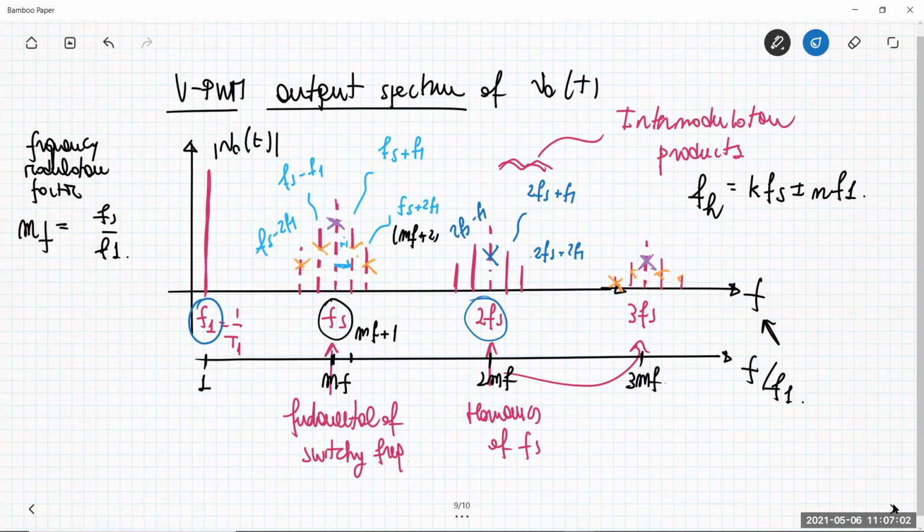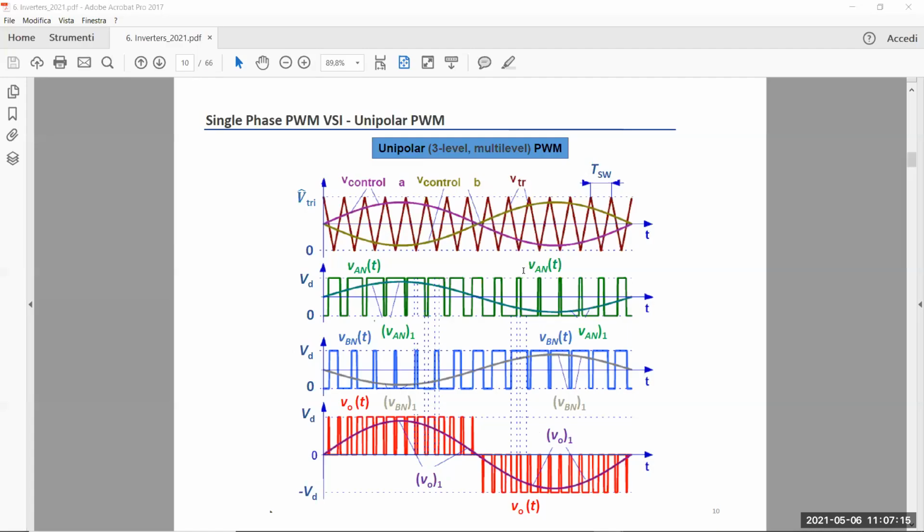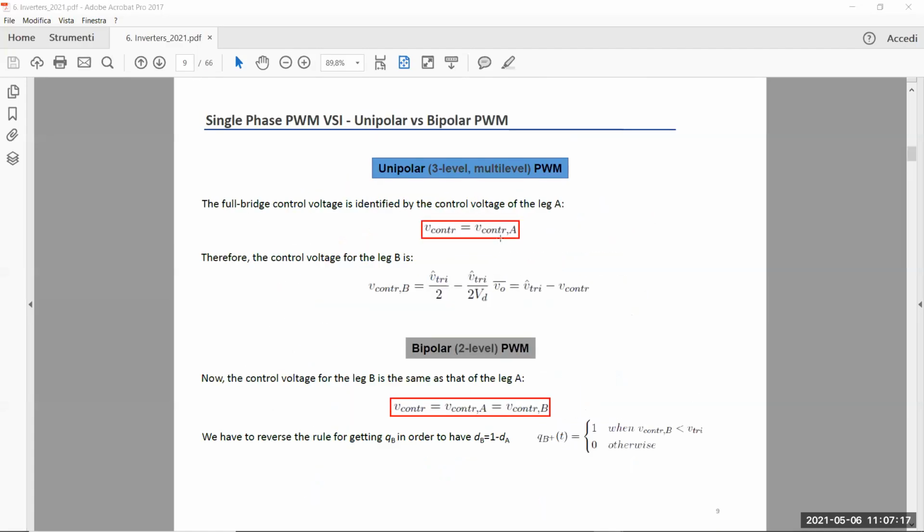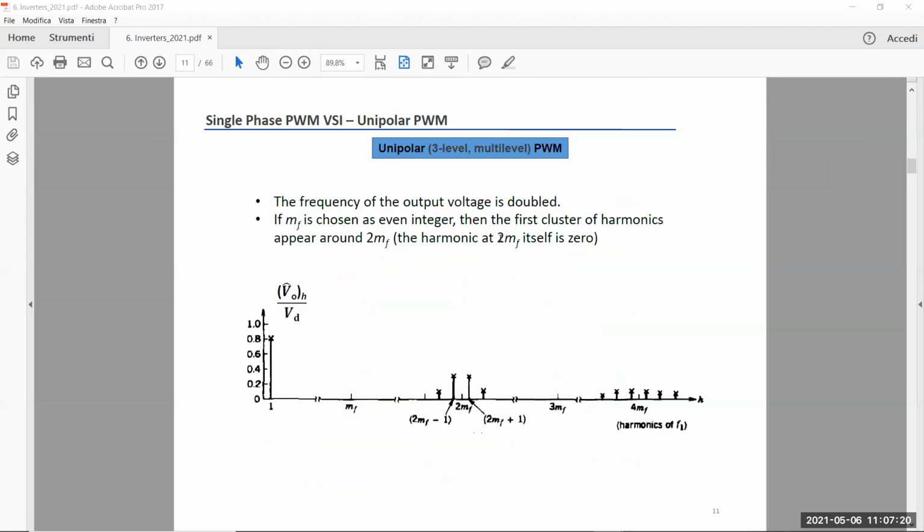For example, using simply the filtering action of the motor winding, the inductance and the resistance of the motor winding. Let me share with you a slide that you have in your bunch of slides, number 6 here, showing exactly the spectrum for a voltage, for a unipolar pulse width modulator. This is exactly obtained by the construction I gave you before. In that situation, MF is an even integer.